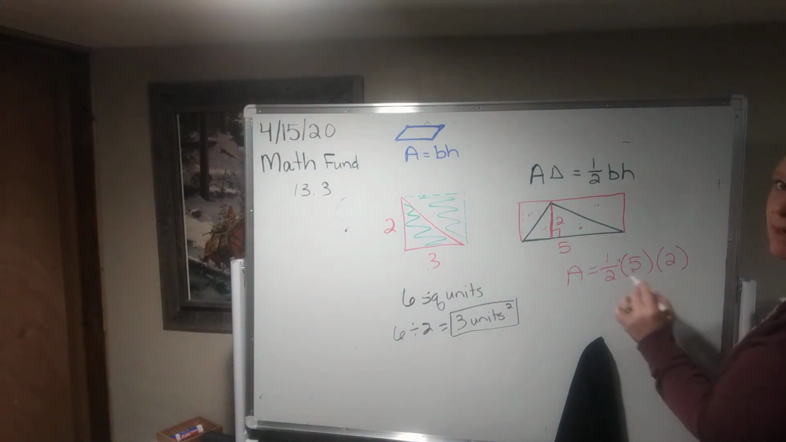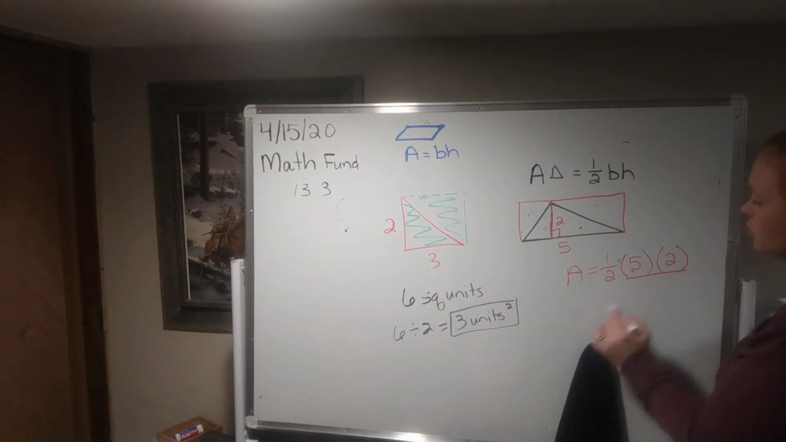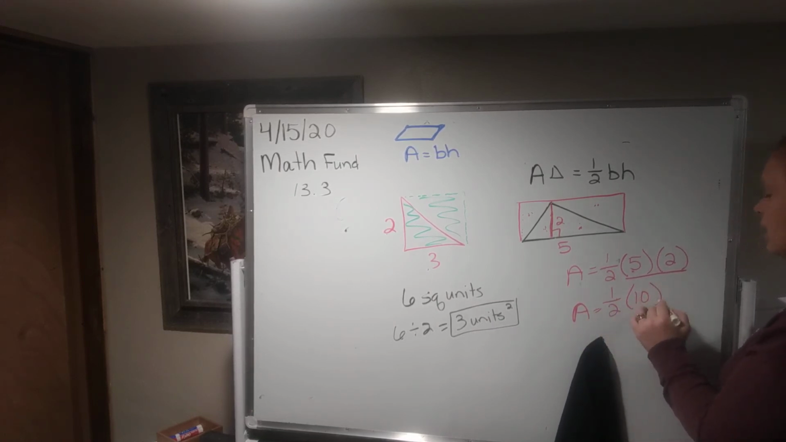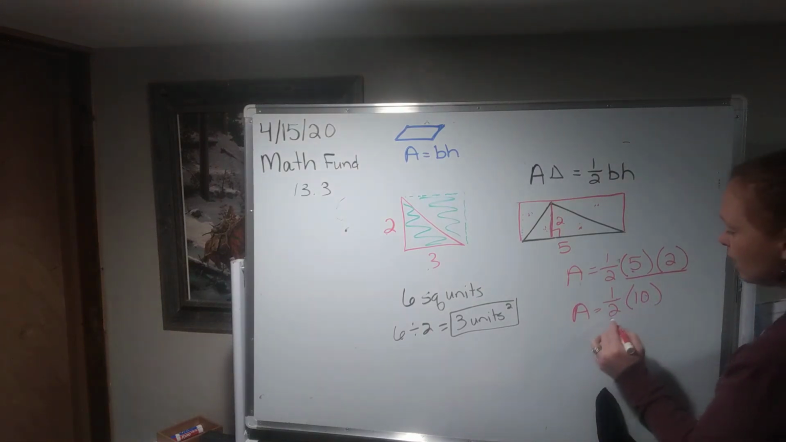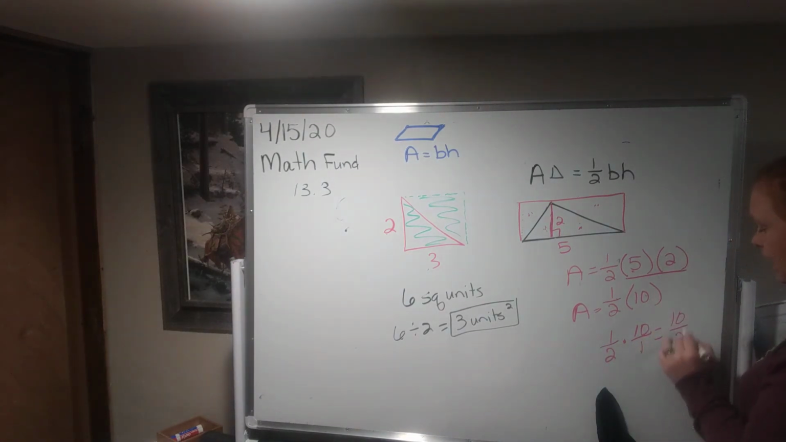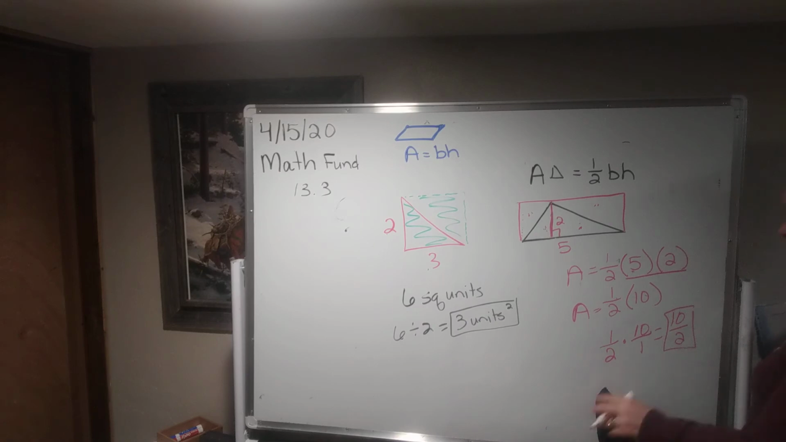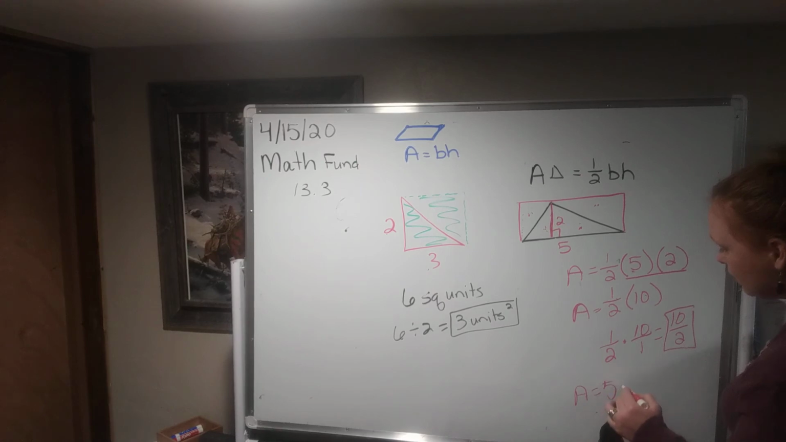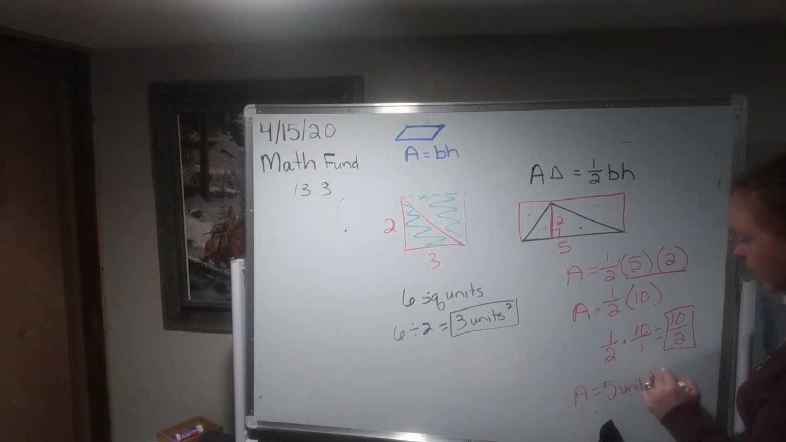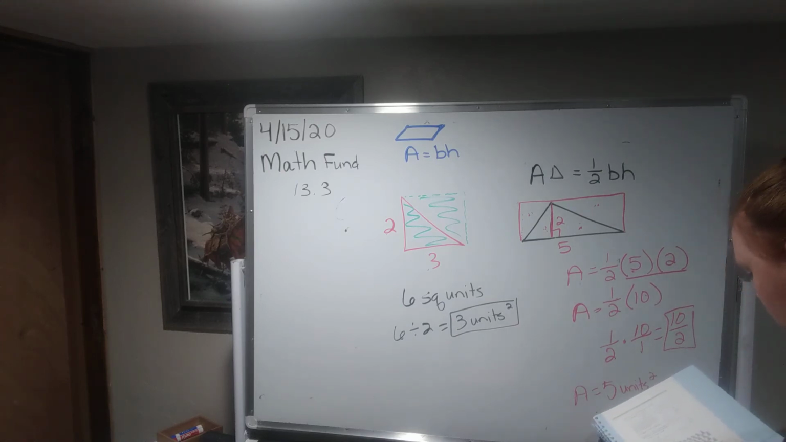So multiplication, it doesn't matter which way we multiply these first. So I'm going to do 2 times 5. So area equals 1/2 times 10. Now I hope that you can see that this is just 10 divided by 2, which equals 5. But if you can't, let's go ahead and work out that fraction. 1/2 times 10, let's put it over 1, which would equal 10 over 2. Now we can see that division problem of 10 over 2. So area equals 5 units squared. Okay? So that's how you find the area of a triangle.